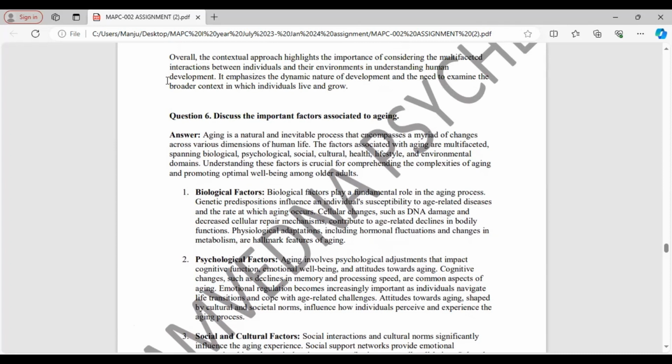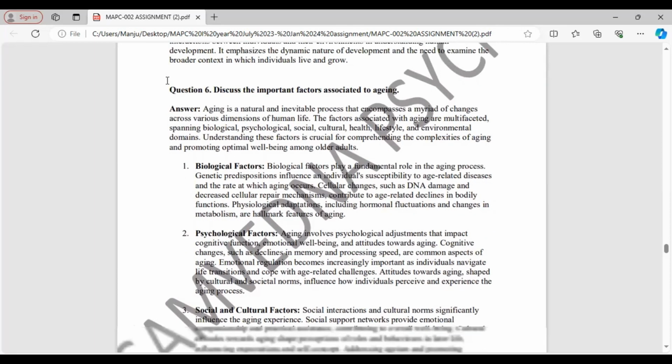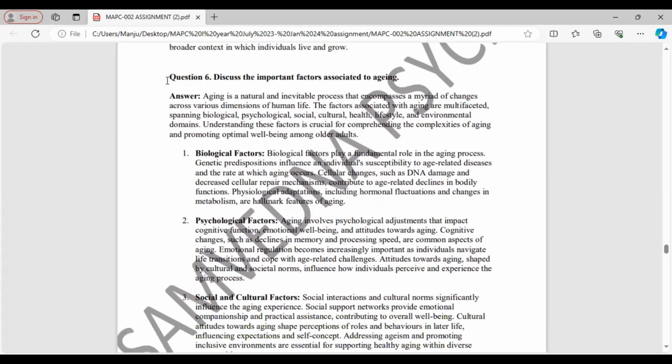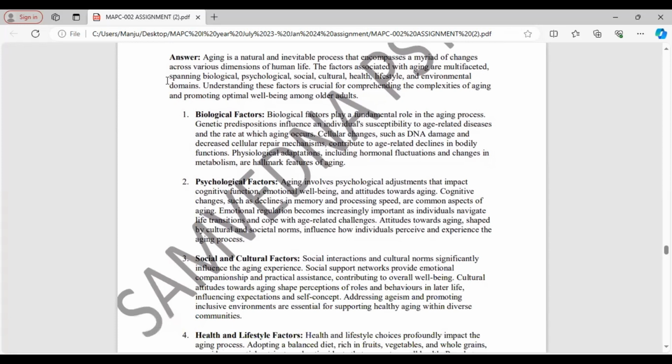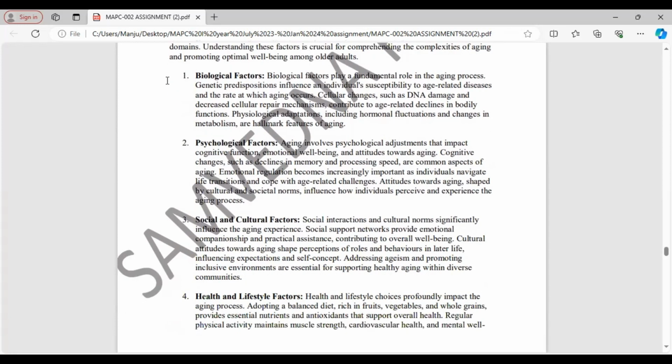aging occurs. Cellular changes such as DNA damage and decreased cellular repair contribute to age-related declines in body function, and physiological adaptations including hormonal fluctuation and changes in metabolism are hallmark features of aging.